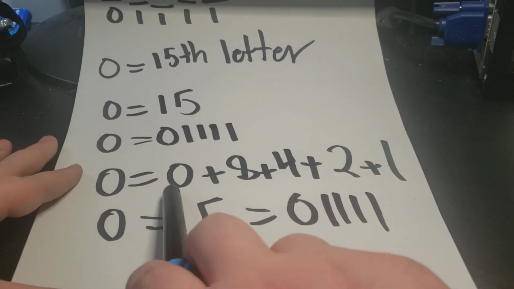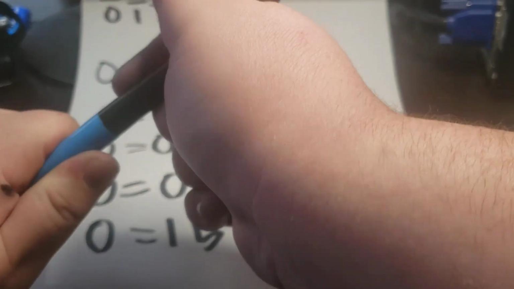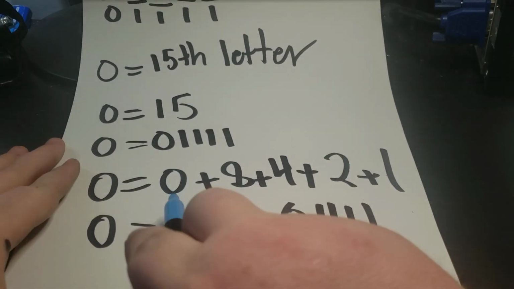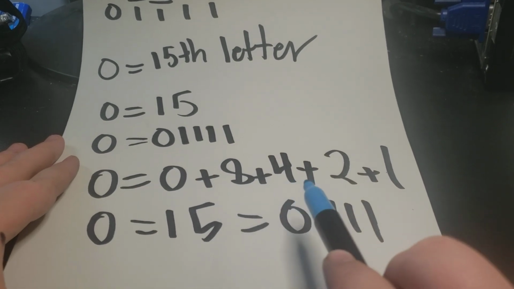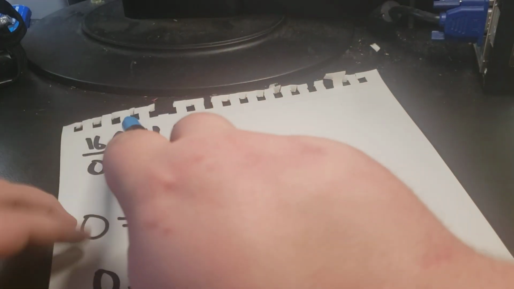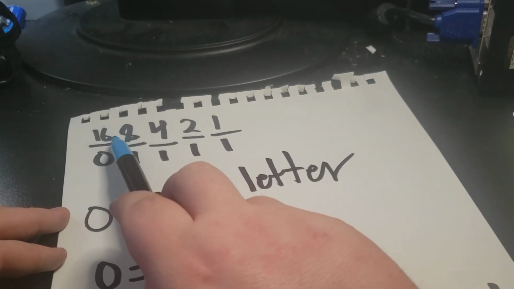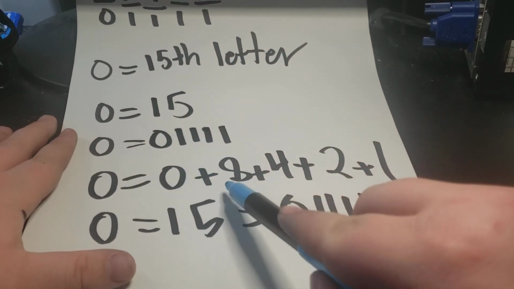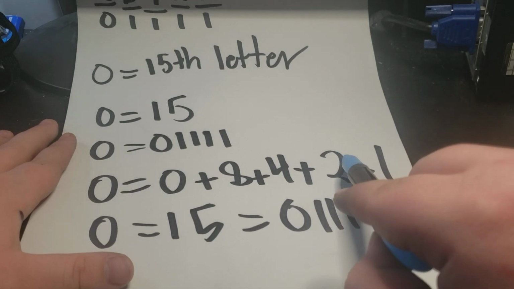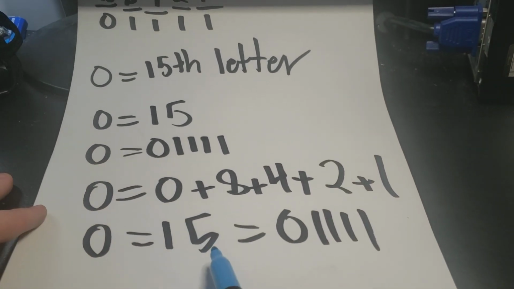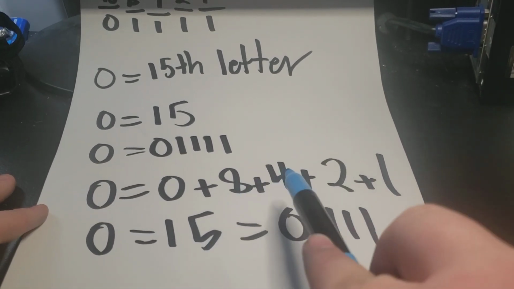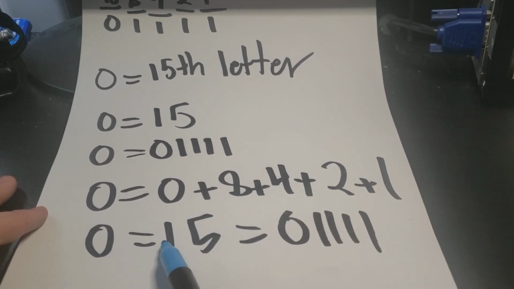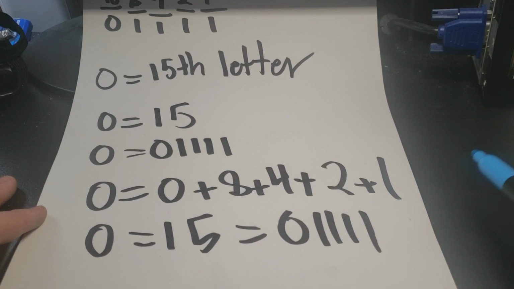And to show how this works, what you see here, 0 plus 8 plus 4 plus 2 plus 1, is just the sum of the numbers that are being used up here. So 0 plus 8 plus 4 plus 2 plus 1. In the end, this equals 15, because 8 plus 4 is 12, plus 2 is 14, plus 1 is 15. And so 15 equals 01111.